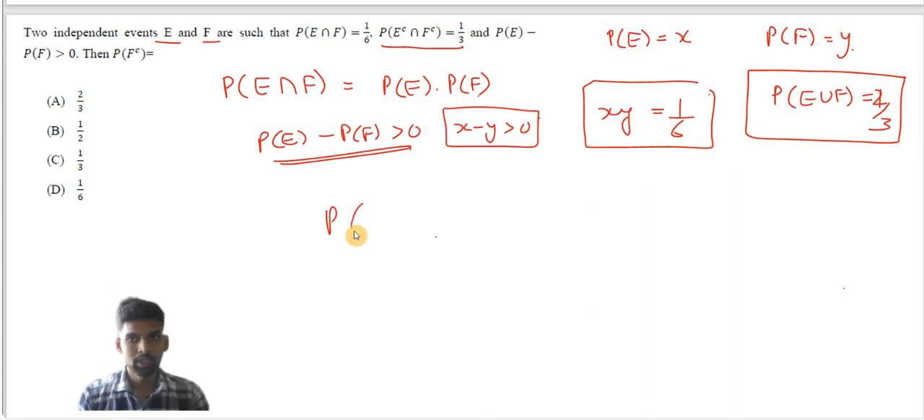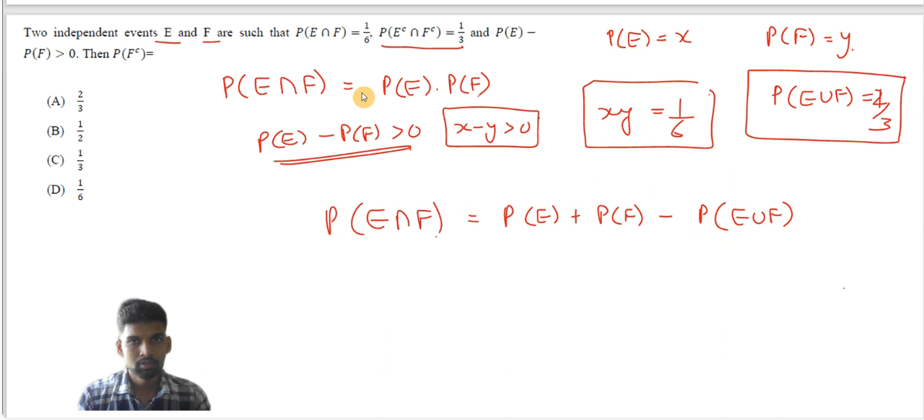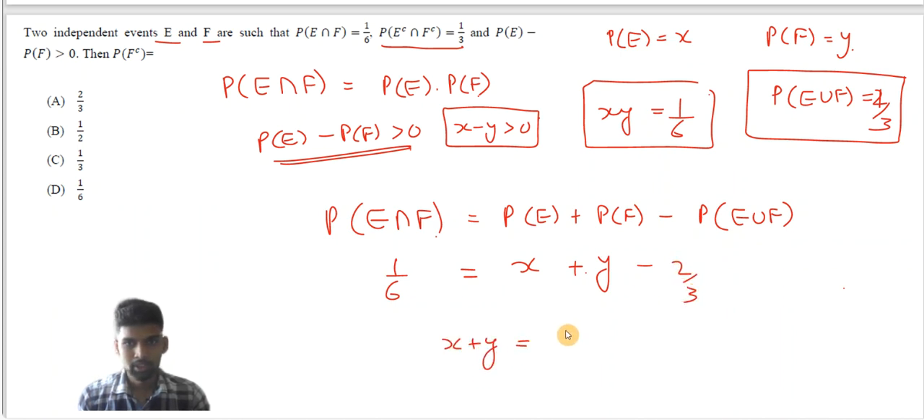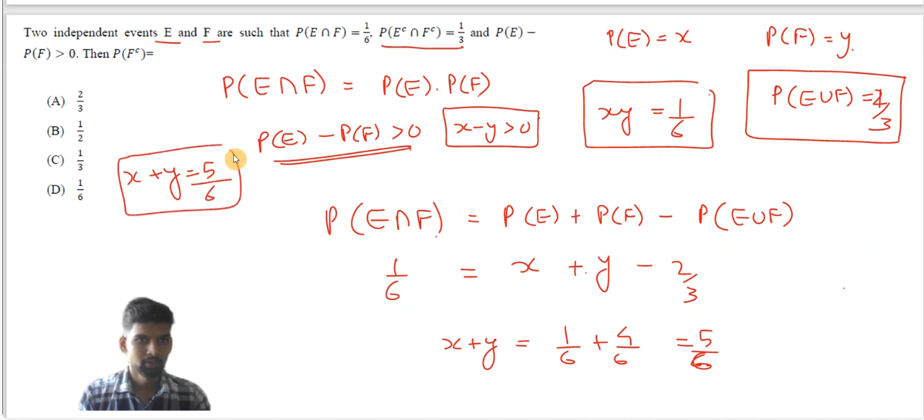So for the two events, we know that probability of E intersection F is equal to P(E) plus P(F) minus P(E union F). Yes, it is 1 by 6, P(E) is x, P(F) is y, and E union F is 2 by 3. So x plus y is equal to 1 by 6 plus 4 by 6, that is 5 by 6. 2 by 3 is nothing but 4 by 6. So one more expression we have: x plus y is equal to 5 by 6.